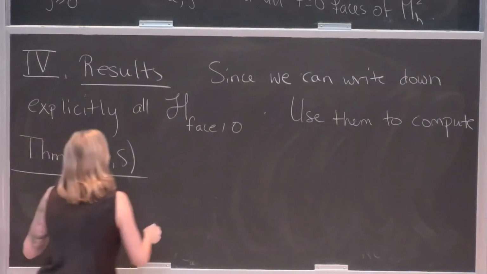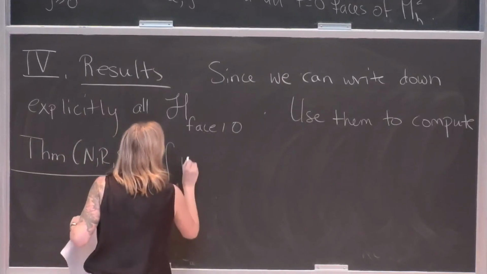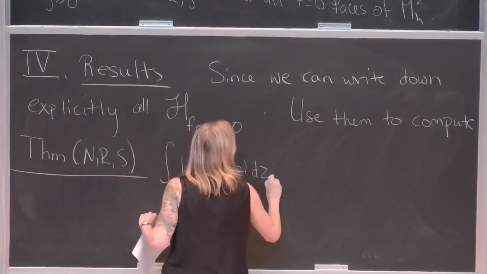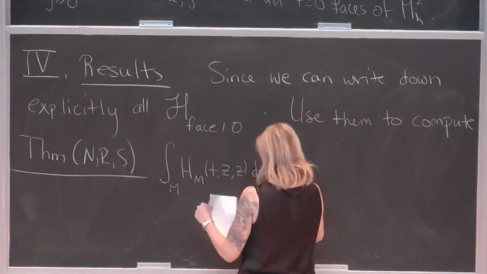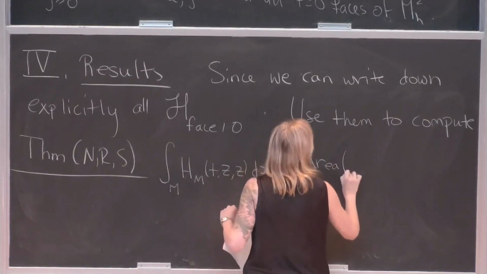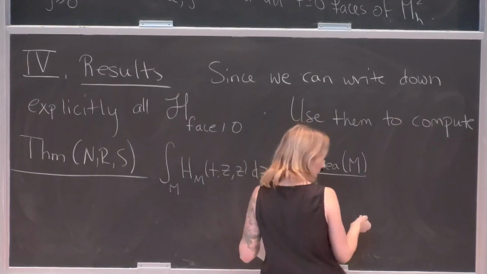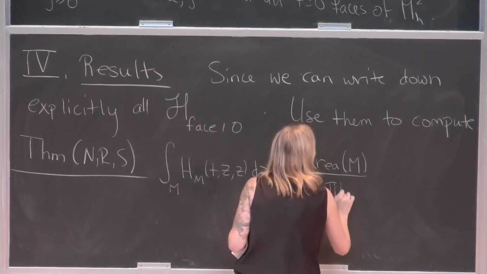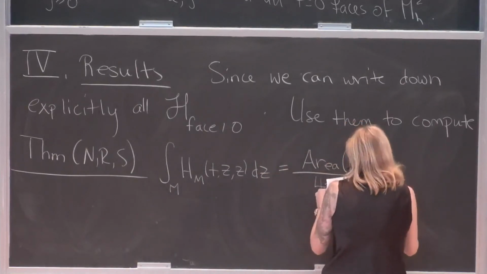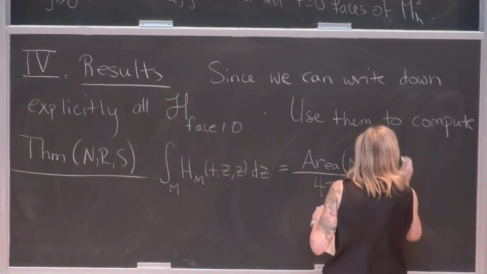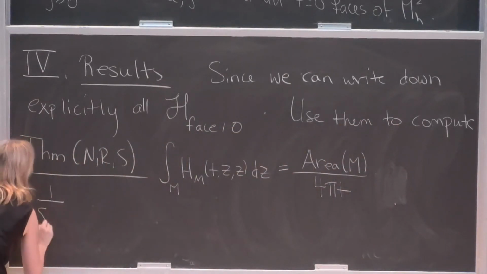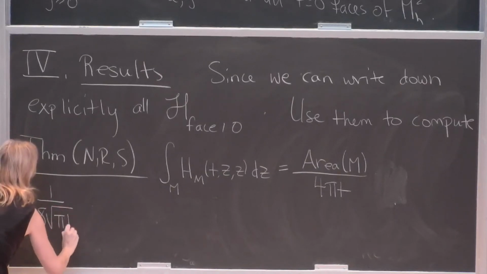Which says that the heat trace looks like this. The first term is the area divided by 4 pi t. The second term is 1 over 8 times the square root of pi times t.